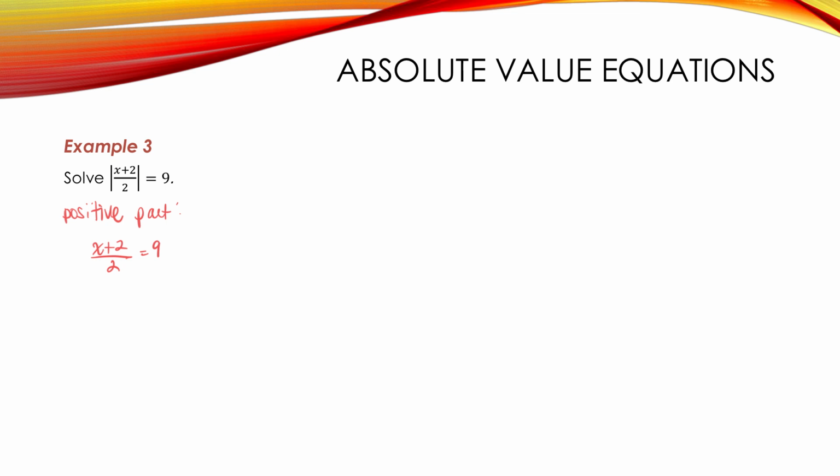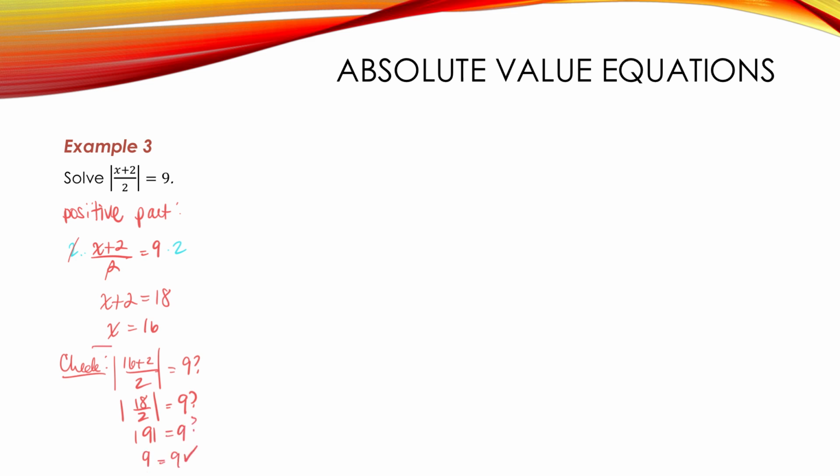First things first, multiply both sides by 2. And we end up with the 2's canceling out, and we end up with x plus 2, and it equals 9 times 2, which is 18. So x is equal to 16. And now if we check it, is the absolute value of 16 plus 2 over 2 equal to 9? Well, 16 plus 2 is 18. So is the absolute value of 18 over 2 equal to 9? Well, that's the absolute value of 9. Does it equal 9? And the answer is yes. So x equals 16 is one of our solutions.